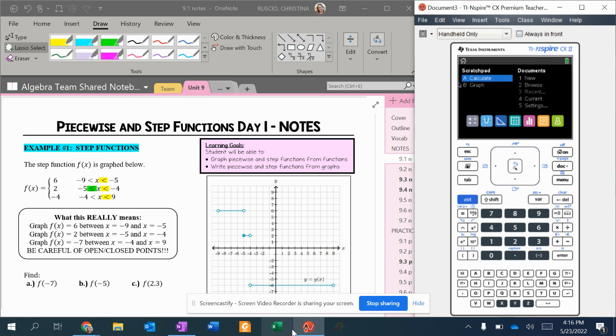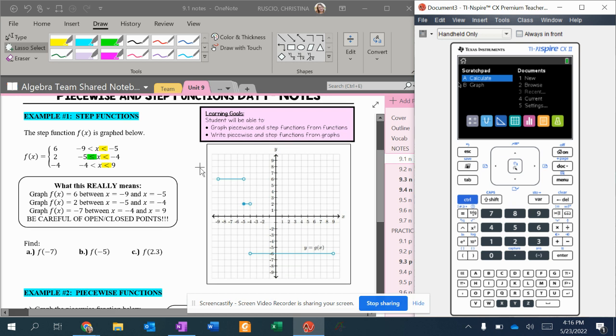In this video, we're going to learn about these two different types of functions, and we're going to be able to interpret them and graph them. So in order to understand what these graphs are, the best way to do that is by looking at a picture of them. Example number 1 shows us what a step function looks like.